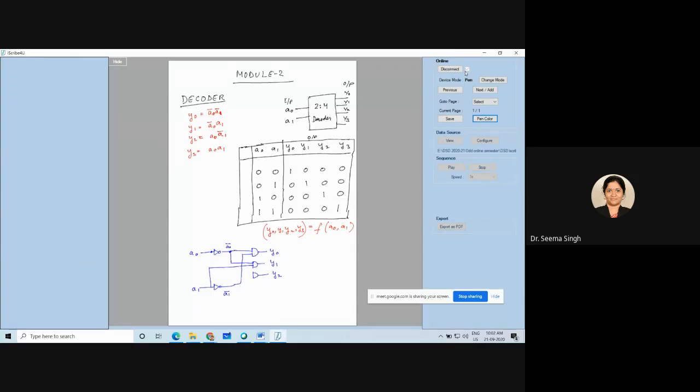Always make this heavy dot whenever you are showing connection. So Y2 is your A0 and A1 bar. A1 bar means this, right? Always make your circuit neat and clean so that your examiner or whoever sees it should be able to see it in a clean form. Next, I want A0 and A1. So I have A0 till here, I can use that. And A1 is here, I can use it.